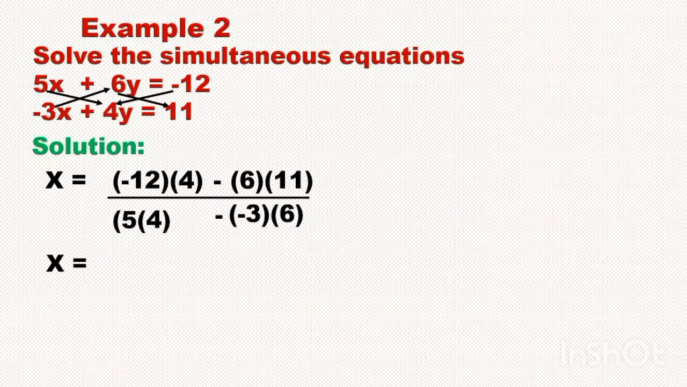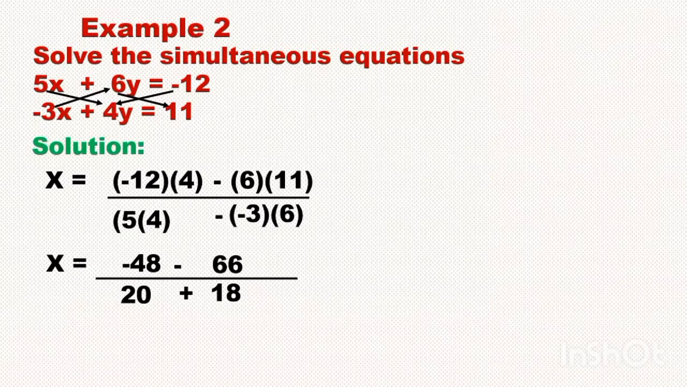So, minus 12 times 4 gives minus 48. Then minus 6 times 11 gives 66. Over 5 times 4 gives 20. Minus times minus is plus, 3 times 6 is 18. Minus 48 minus 66 gives minus 114. 20 plus 18 gives 38. So x is equal to minus 114 over 38, which gives minus 3.